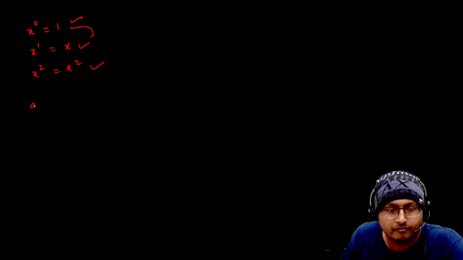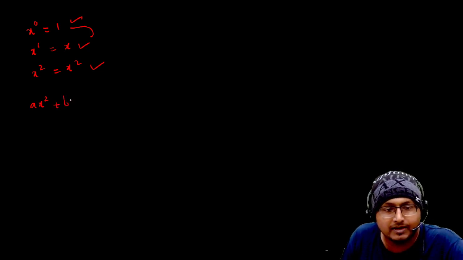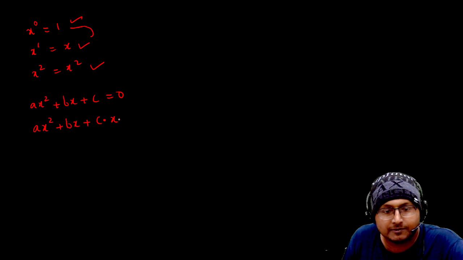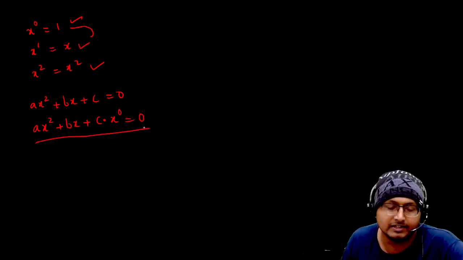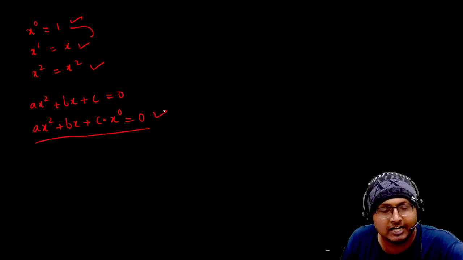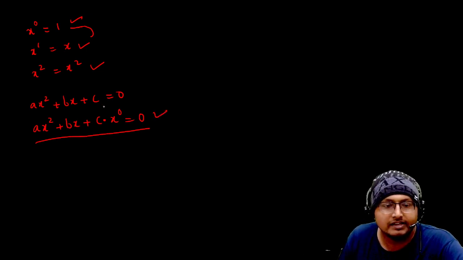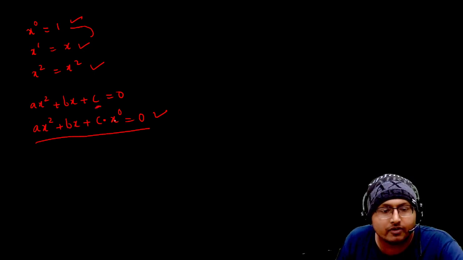So we know that the general form of a quadratic equation is a x square plus b x plus c equal to 0. We can also write a x square plus b x plus c into x power 0 is equal to 0. So this can also be written in this form. This form can be useful in the later part of our discussion. So here the constant means it is the coefficient of x power 0.